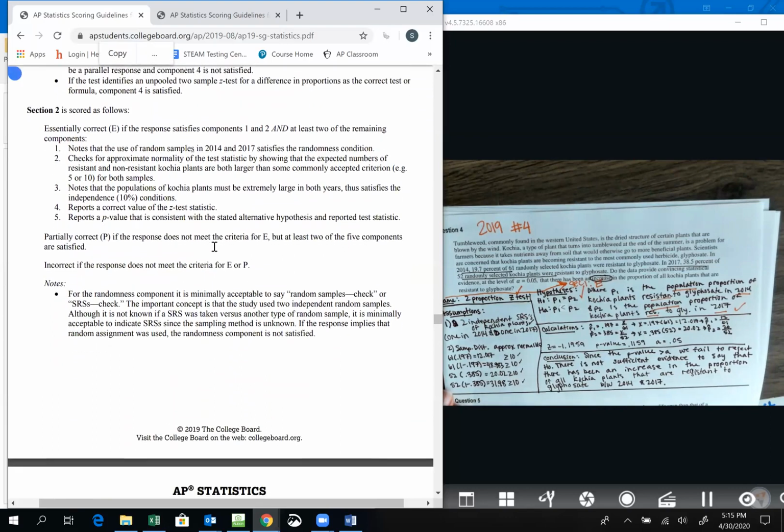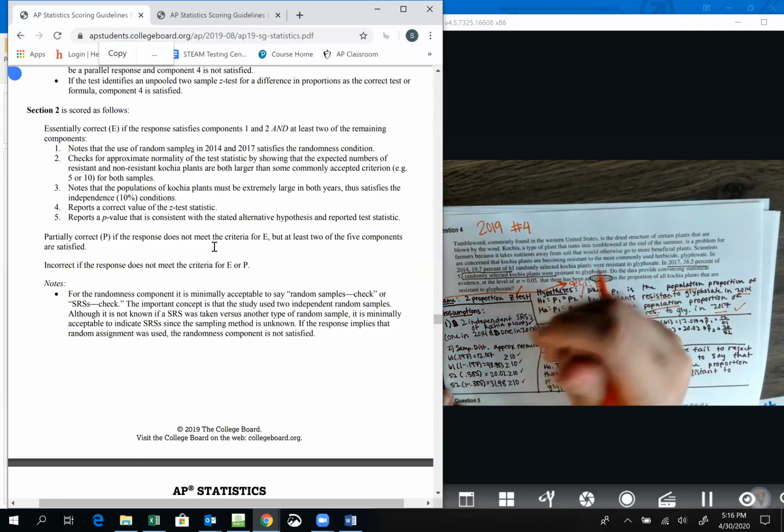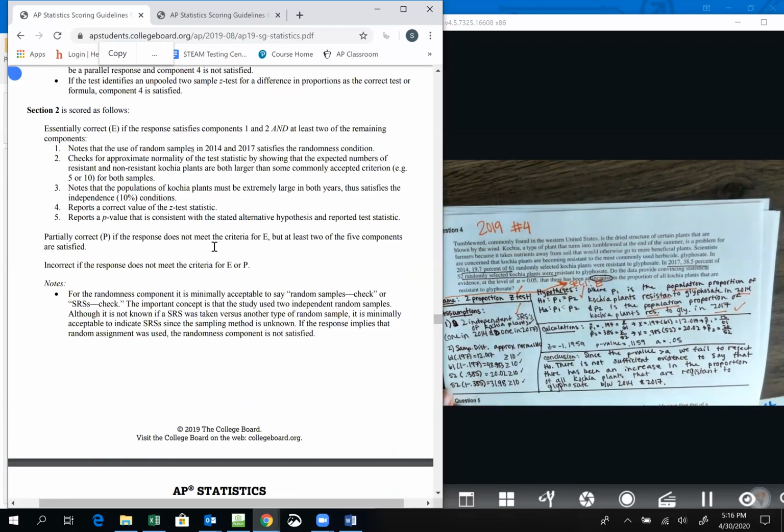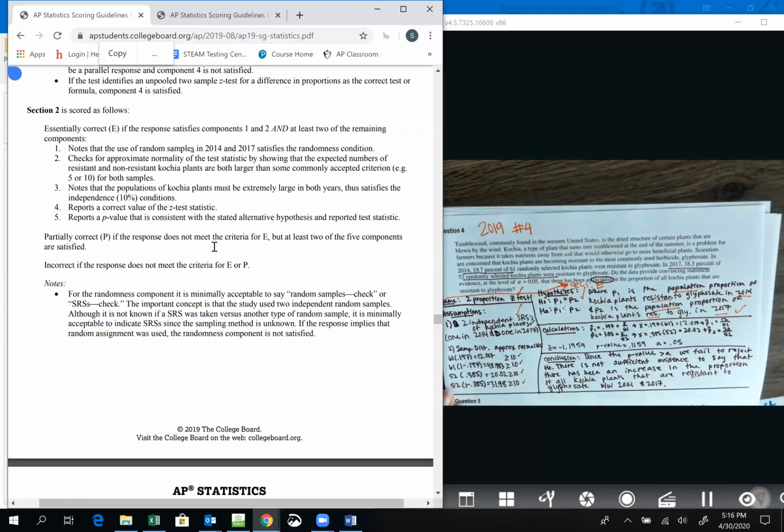Section 2 is scored as follows. Notes use of random samples in 2014 and 2017 satisfies the random condition. So 2 independent SRSs, 1 in 2014, 1 in 2017.